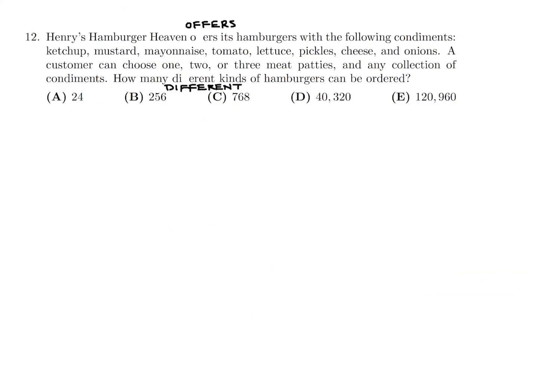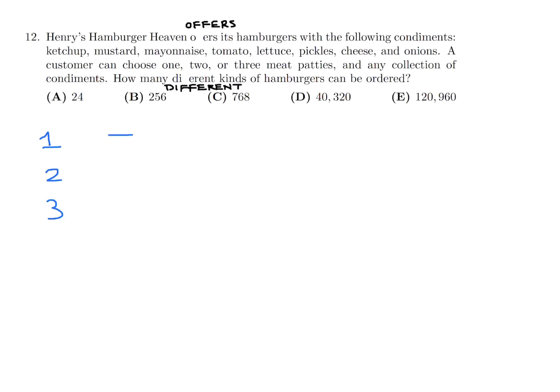Henry's Hamburger Heaven offers its hamburgers with the following condiments: ketchup, mustard, mayonnaise, tomato, lettuce, pickles, cheese, and onions. A customer can choose 1, 2, or 3 meat patties and any collection of condiments. How many different kinds of hamburgers can be ordered? Okay, so the patties are pretty straightforward. We've got 1 or 2 or 3. But the condiments is a little bit more tricky.